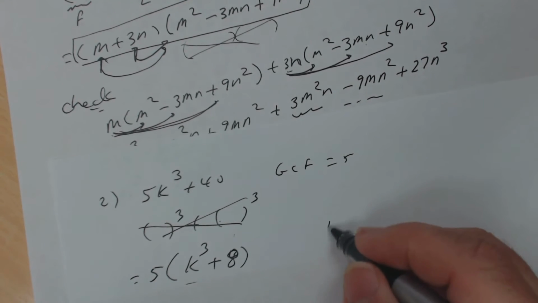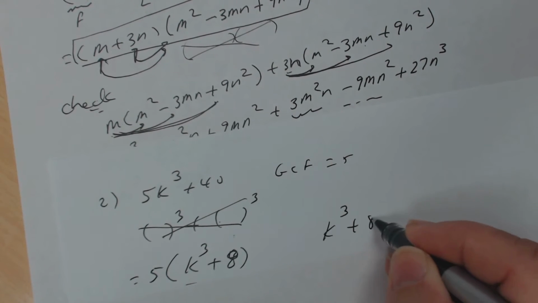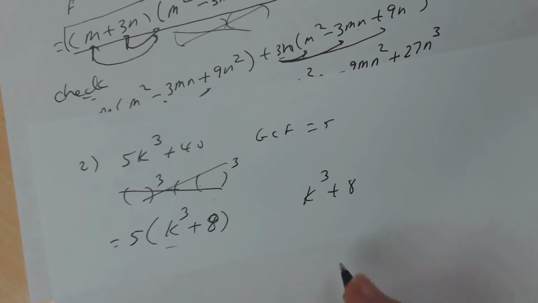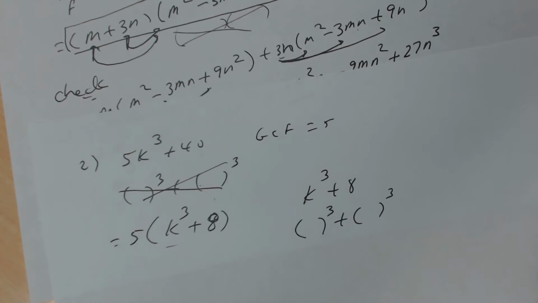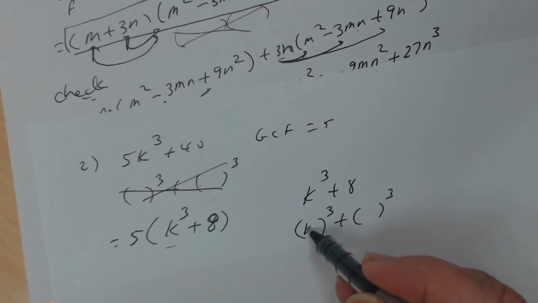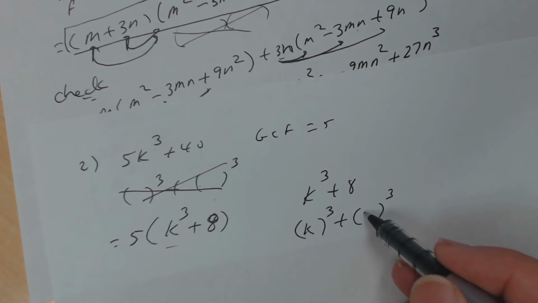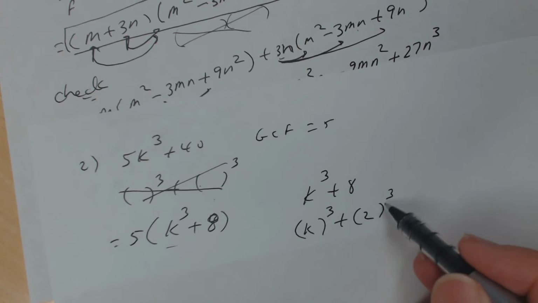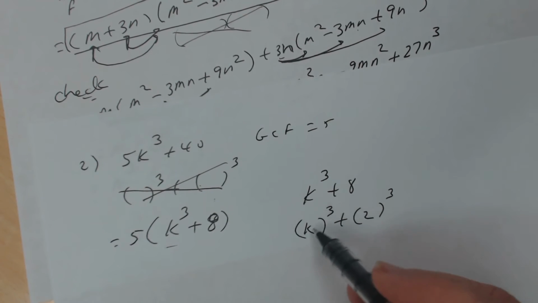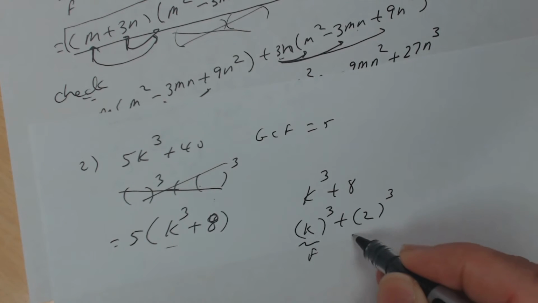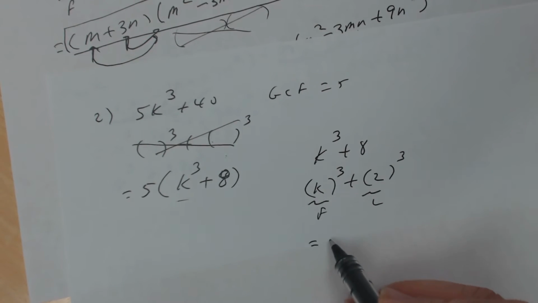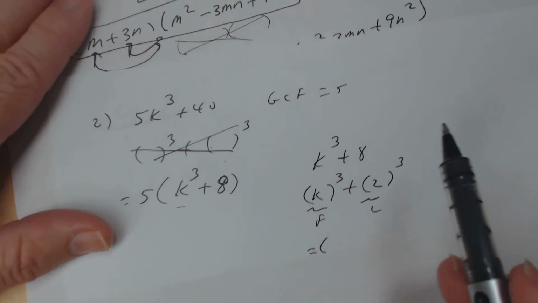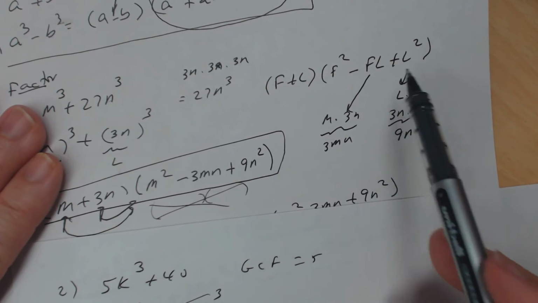Well, you should notice that k cubed plus 8 is the sum of 2 cubes. That's the sum of 2 cubes. So the first parenthesis is k, and the second parenthesis is 2, because 2 times itself 3 times is 8. K times itself 3 times is k cubed. So there's your F, and there's your L. So now we factor this as F plus L. So remember, right here, F plus L.